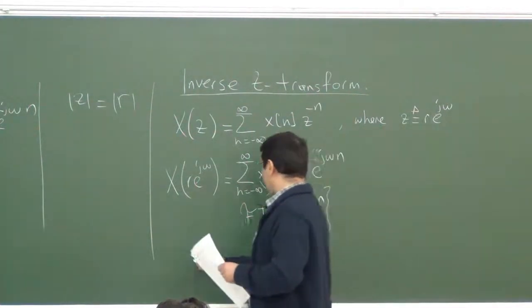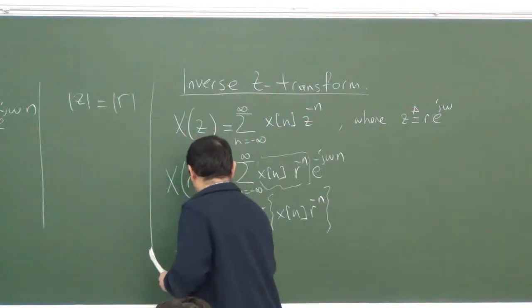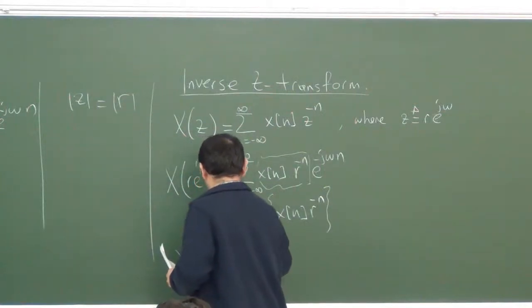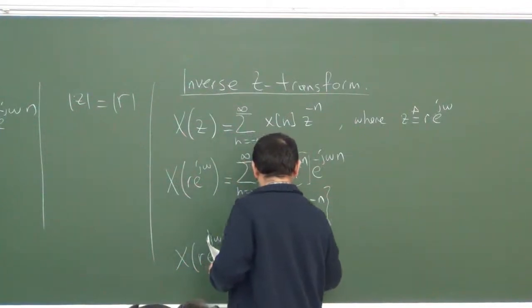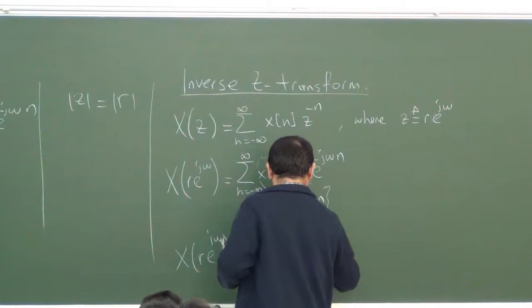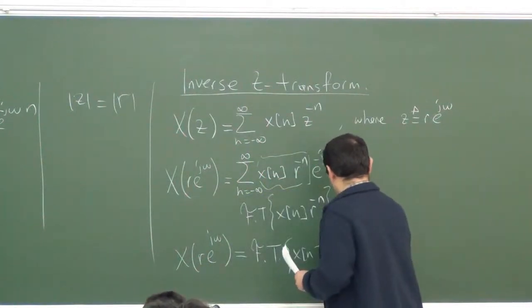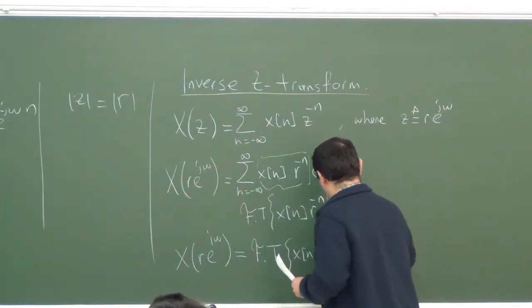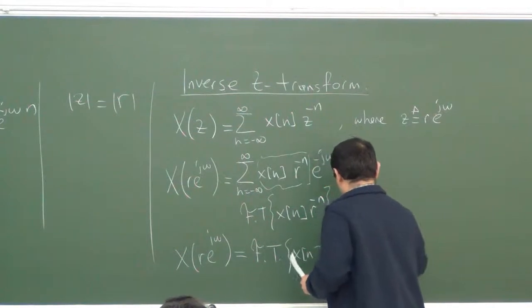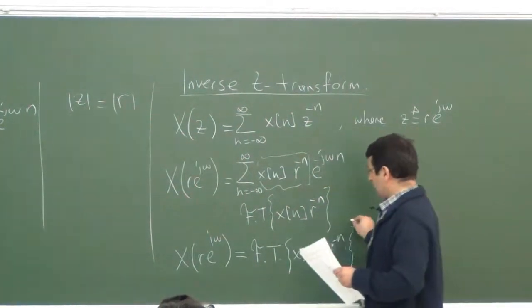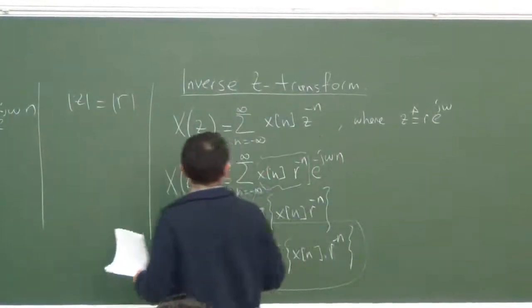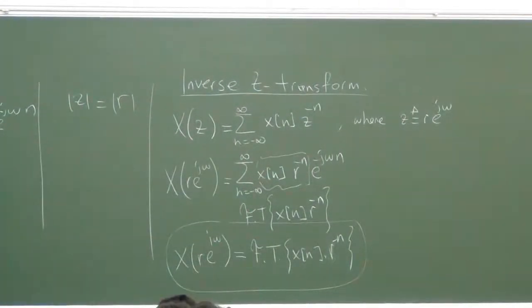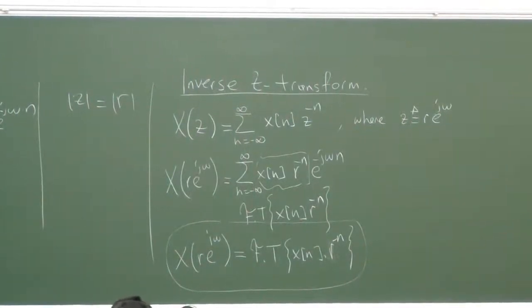Okay, let's write this expression again. X(r e to the j omega) is equal to the Fourier transform of x[n] times r to the minus n. Okay, you find this expression. How are we going to turn to the inverse Fourier transform? Let's continue from here.